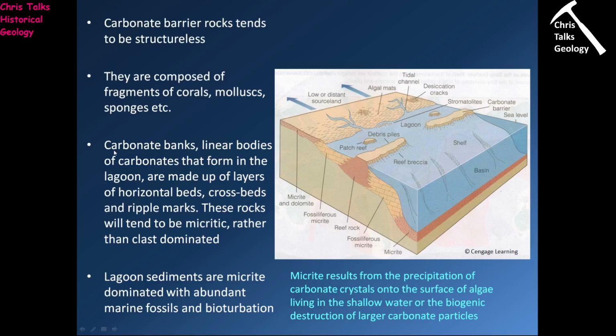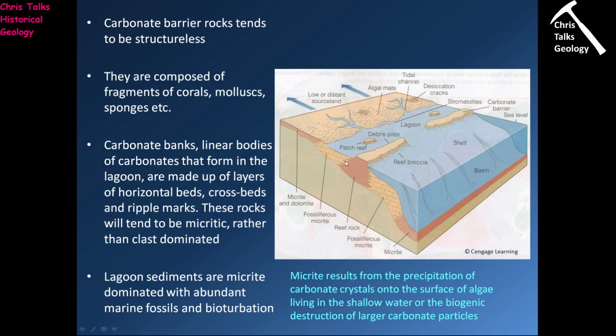So within the carbonate lagoon we can get things called carbonate banks, and they're linear bodies of carbonate that form in the lagoon environment. And we can see these carbonate banks can contain crossbeds and ripple marks, suggesting the water depth is quite shallow and that the water is being agitated, it's moving. Also in these lagoon environments you will tend to get micrite forming. As we've discussed, micrite being so fine-grained is very easily lost. So it's only in these protected environments where you can start to form quite large concentrations of micrite.